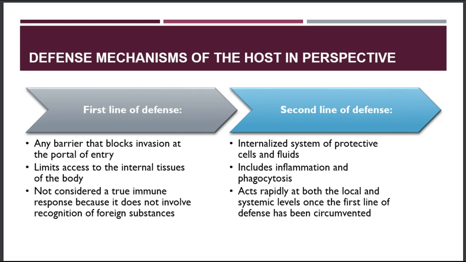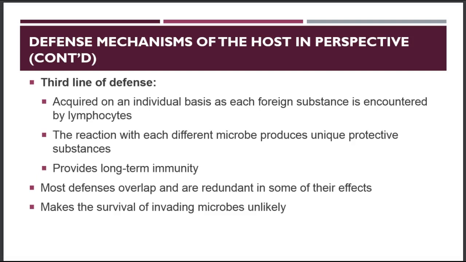And this line of defense is going to be activated if any foreign bodies get through the first line of defense. The third line of defense is what we call acquired immunity. The first and second lines of defense are also known as innate immunity. They are systems of immunity that you are born with. The third line of defense is acquired, and that means that it develops after you are born.